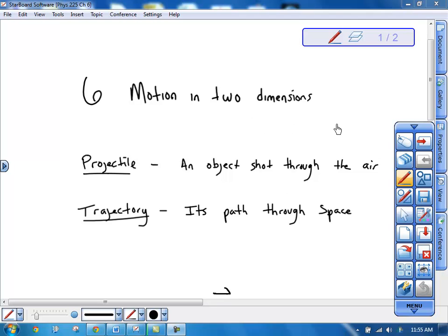All right, let's talk about motion in 2 dimensions then. A couple vocab terms you have to know: a projectile is an object shot through the air, so it could be a baseball, it could be a bullet, it could be anything. We're going to use that term quite a bit. Trajectory is its path through space. Let's take a look at that trajectory then.